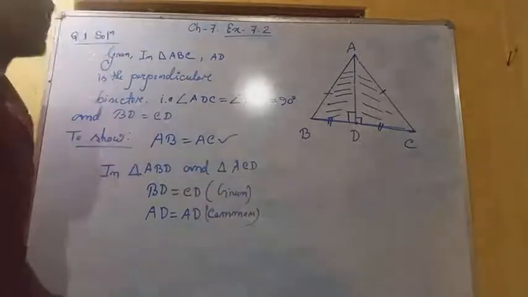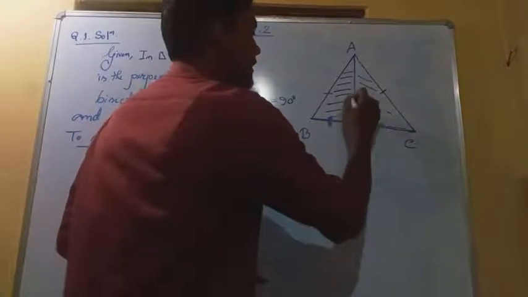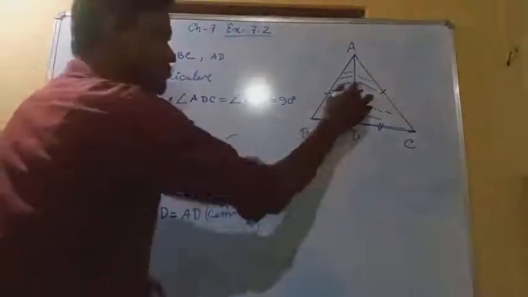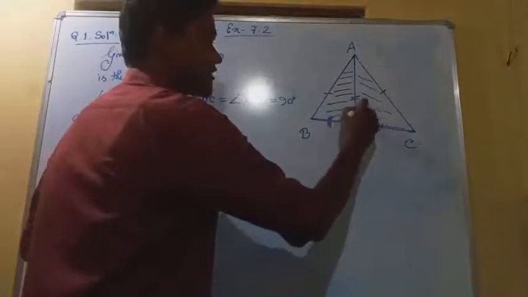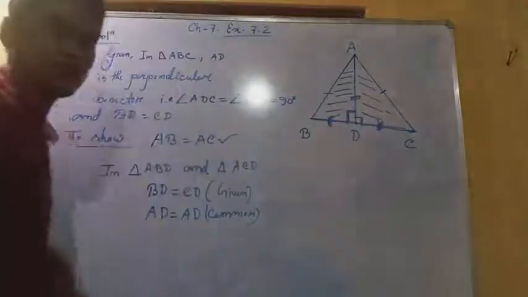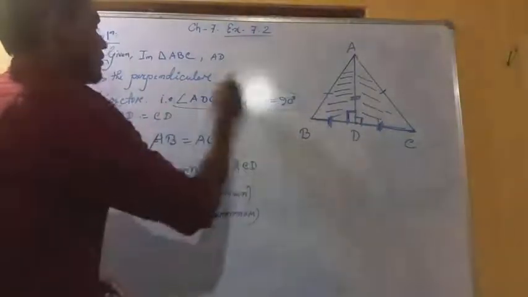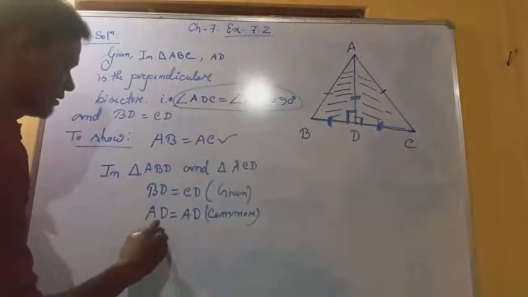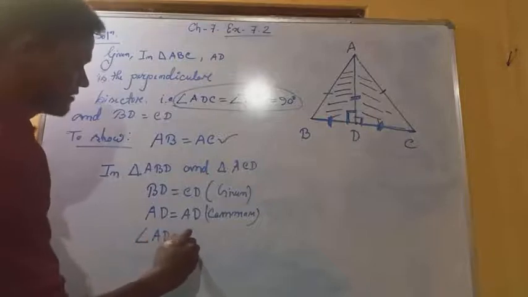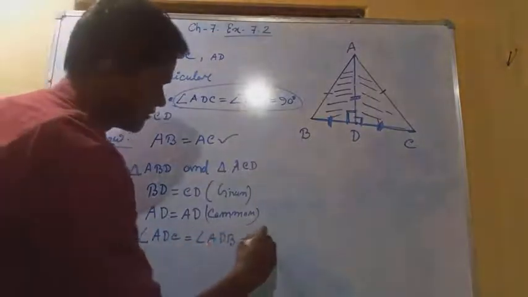Two sides I have got. Which are those two sides? One is this side, another one is this side. And in between the two sides, this angle is included, that is 90 degrees. We must not forget to write these two angles as well, which is given, right? So write that also. Angle ADC is equal to angle ADB. Both are 90 degrees in measure.